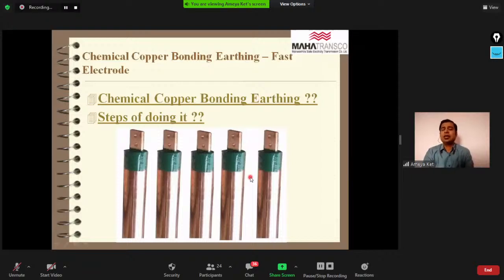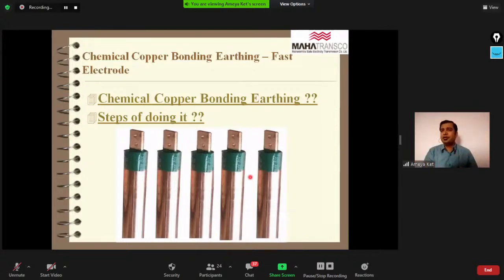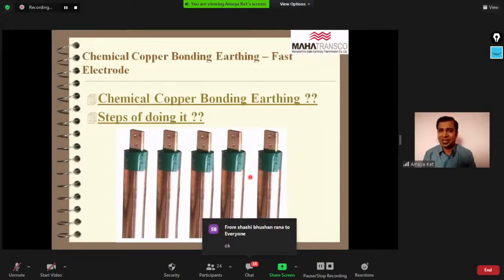Now coming to the second option available in this current era, that is chemical copper bonding earthing, as we call it in day-to-day style. This is the fast electrode. Shashi, as you said, you are expecting counterpoise earthing once more. For this, I have already added one slide regarding transient fault cases of transmission lines due to improper earthing. In that slide, we will properly discuss the counterpoise earthing again. Okay, so coming to this chemical copper bonding earthing, that is the fast electrode.